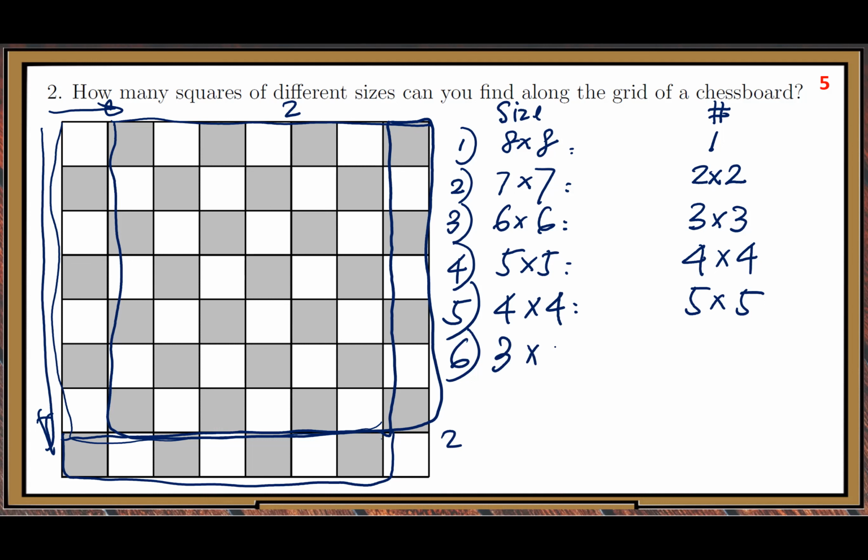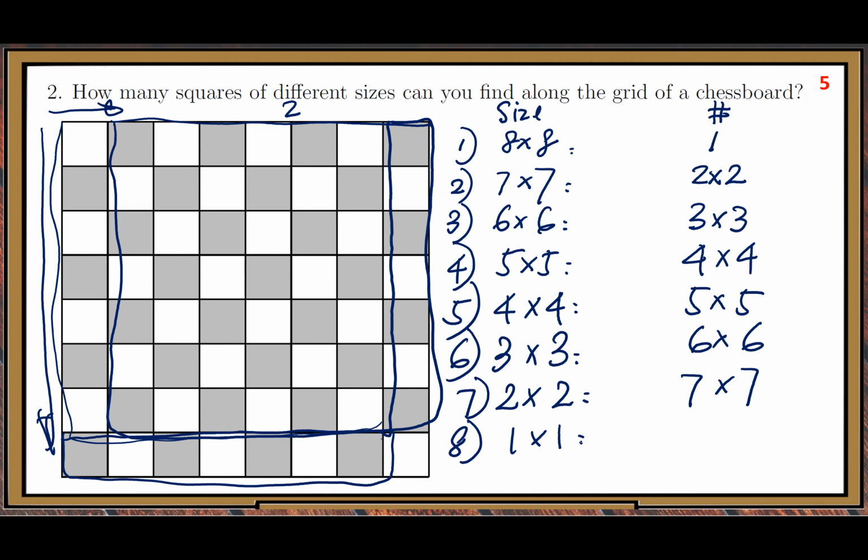3 by 3 size, and the number 6 by 6, 6 squared. 2 by 2, 7 by 7. The last case, 1 by 1 size, the number 8 by 8. How about that?